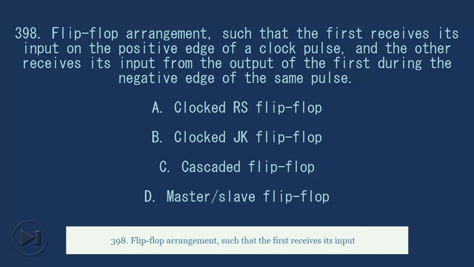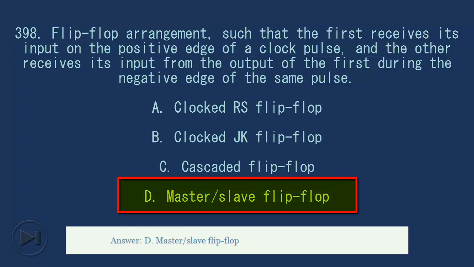398. Flip-flop arrangement, such that the first receives its input on the positive edge of a clock pulse, and the other receives its input from the output of the first during the negative edge of the same pulse. A. Clocked RS flip-flop. B. Clocked JK flip-flop. C. Cascaded flip-flop. D. Master/slave flip-flop. Answer: D. Master/slave flip-flop.